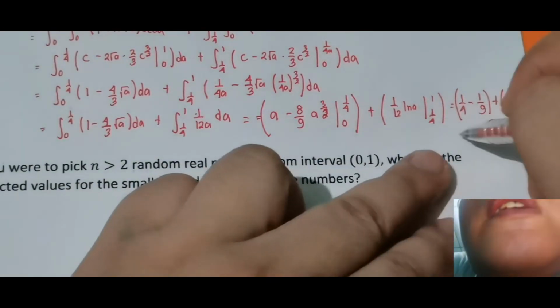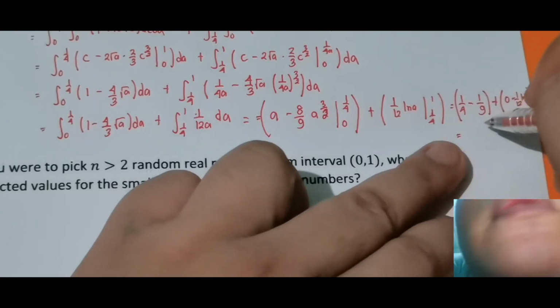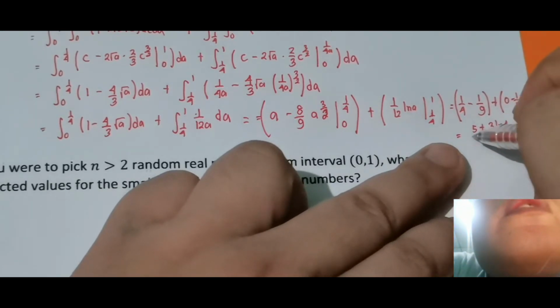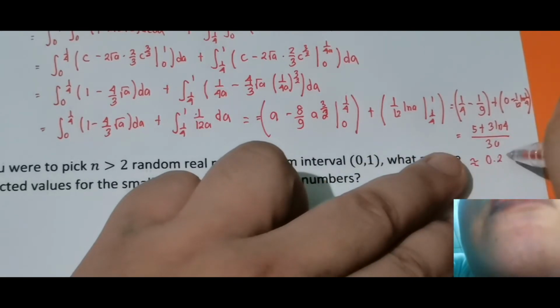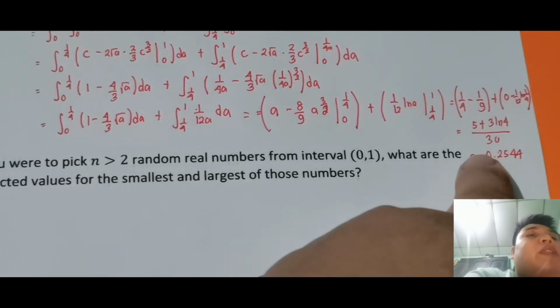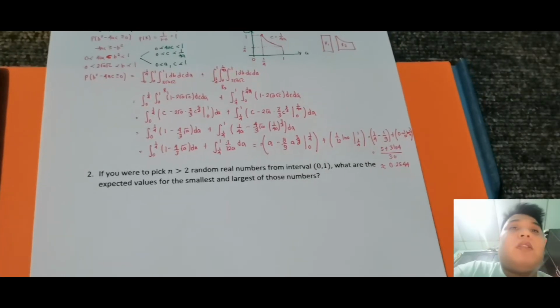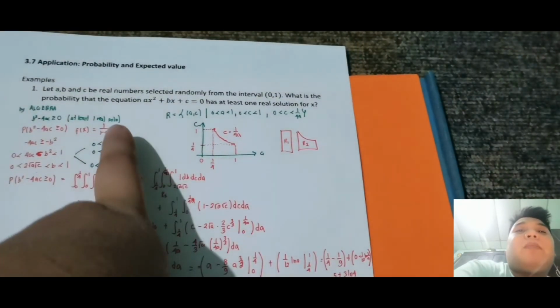So more likely this is just equal lang naman sa ating, pag sinimplify, so simplify ko na lang ha, this is (5 + 3 ln of 4) all over 36, or approximately 0.2544. Okay, so again, yung value is 0.2544 or 25.44% na magiging solvable siya.